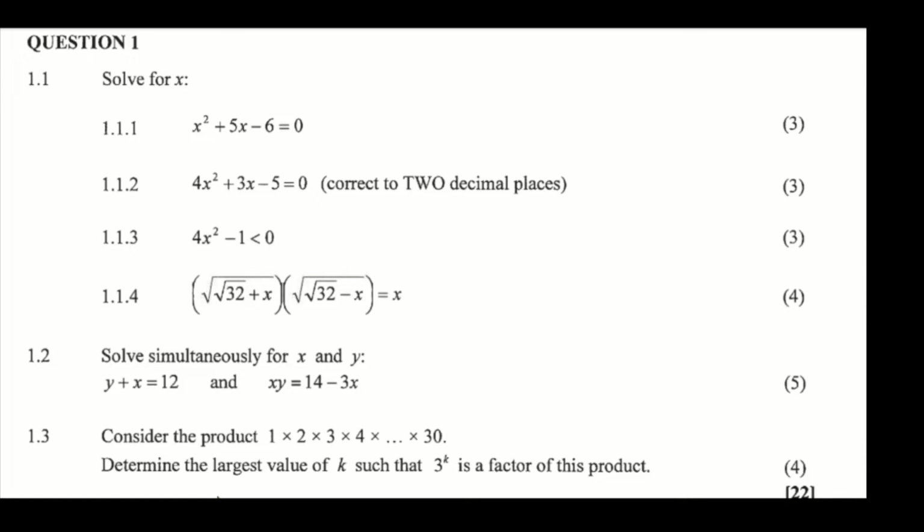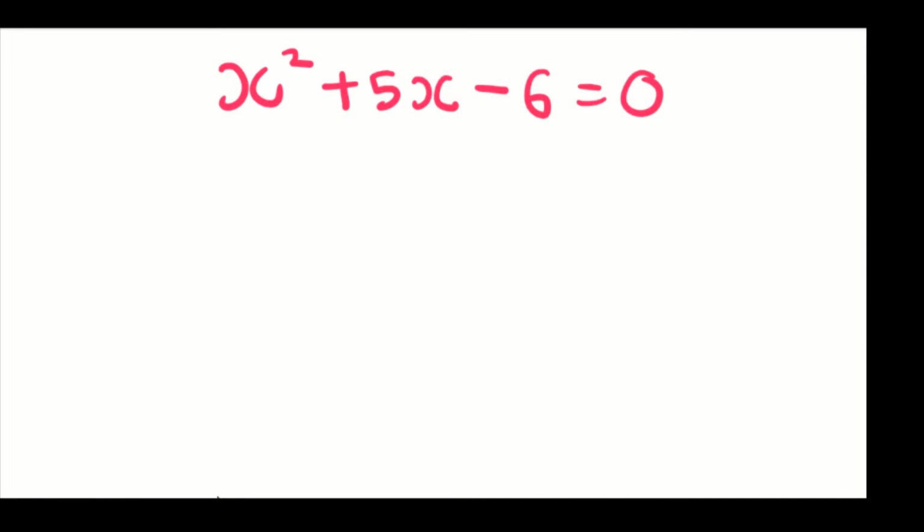We're going to do question 1. In 1.1 we are asked to solve for x. So 1.1.1, we're going to solve for x for this problem here. We have x squared plus 5x minus 6 equals 0. The first step is to factorize this, equating to 0.